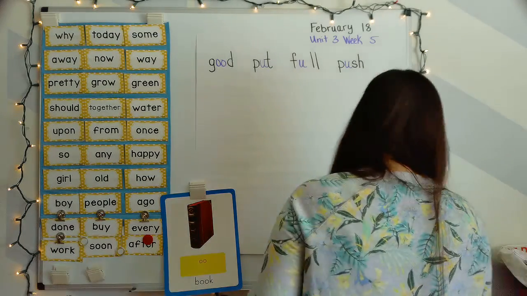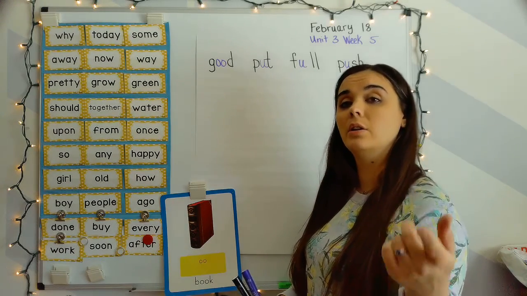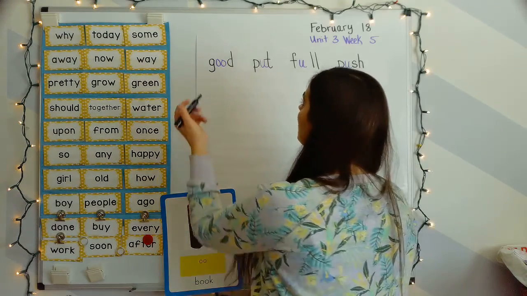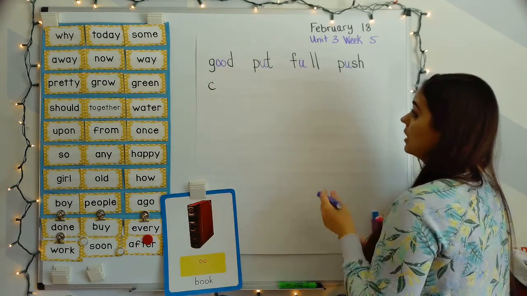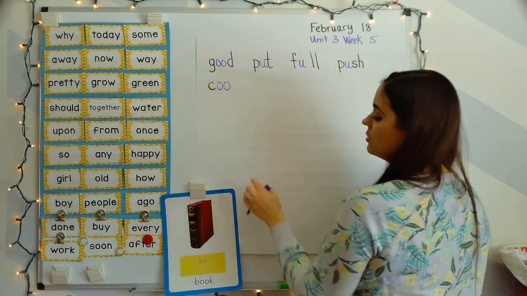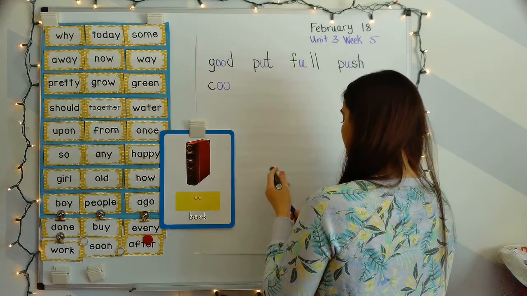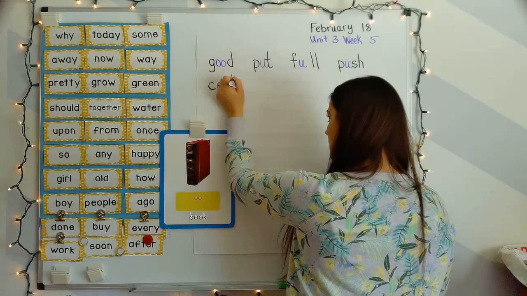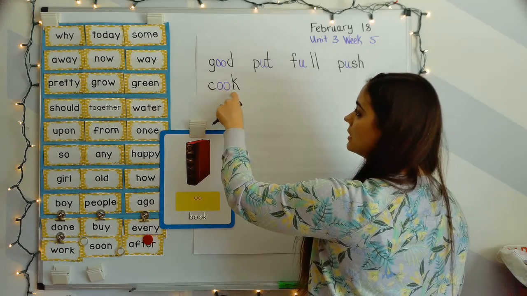All right. Next word. Cook. Your turn. Cook. Like, I would love to cook some food. C says ka. Two O's say uh. K says ka. Cook.